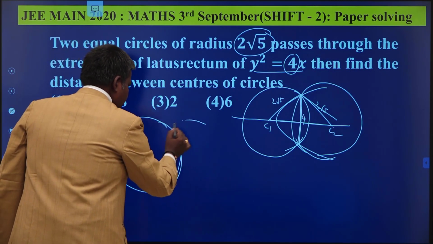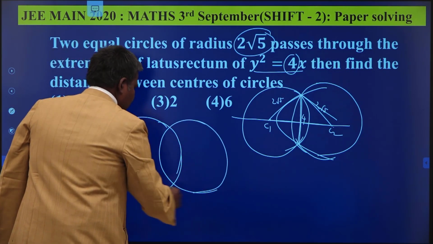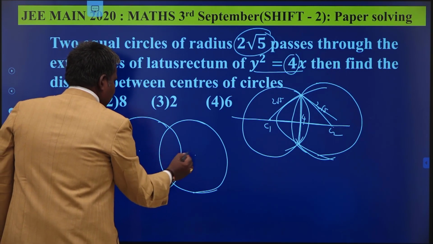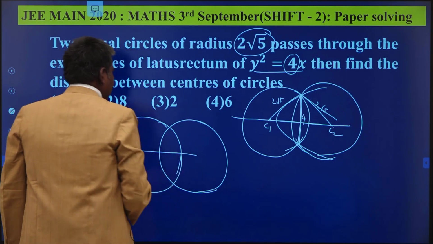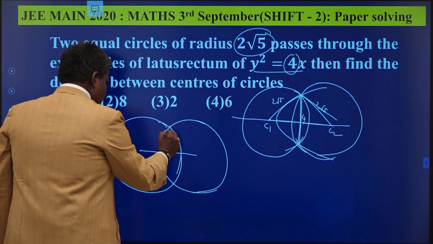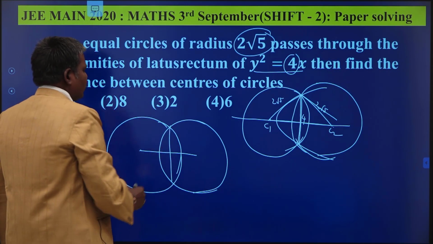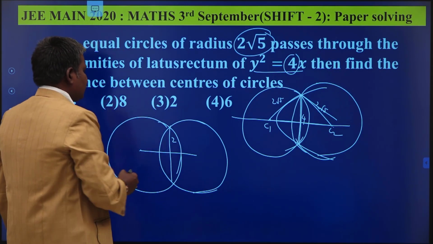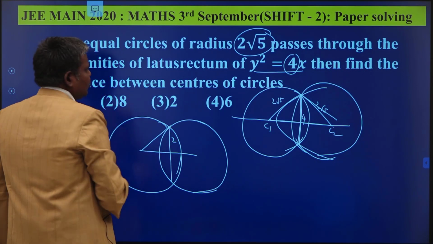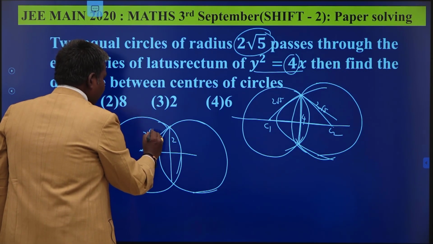This is the first circle. This is the second circle. These are the centers. This is the line joining their centers. The distance from here to here is 4 units, so half of the distance is 2. Its radius is also given to you, that is 2 root 5.